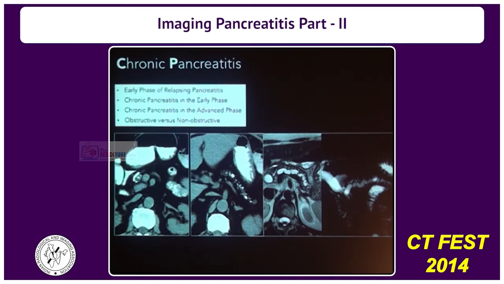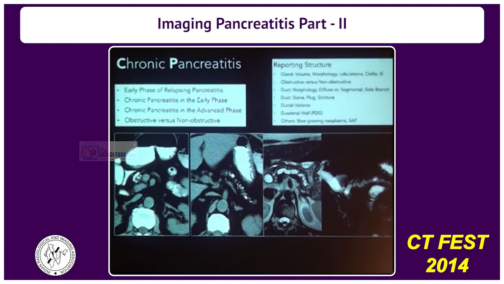Now, what are the components you actually try to look for? These are the things which I report generally. When I look at the gland, I look for volume, morphology, lobulations, clefting, and signal intensity on MR. I look whether, if there is a ductal dilatation, is it an obstructive ductal dilatation or a non-obstructive ductal dilatation?